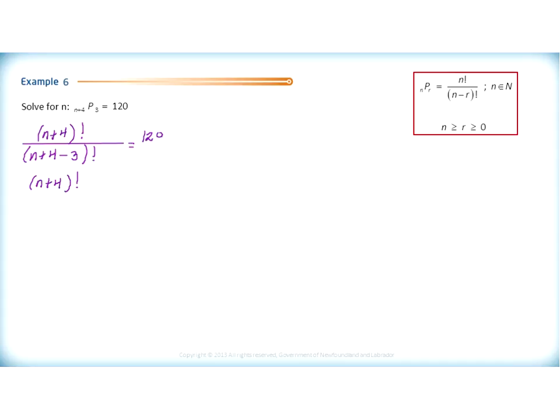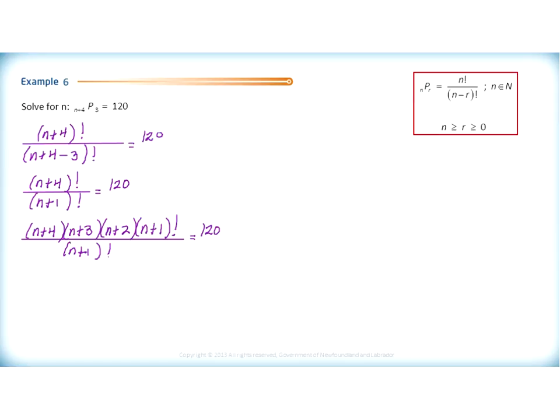Simplifying, we have n plus 4 factorial divided by n plus 1 factorial to equal 120. When you multiply that out, n plus 4 factorial is the same as n plus 4 times n plus 3 times n plus 2 times n plus 1 factorial. And we'll stop there so that the n plus 1 factorials will cancel. That is all equal to 120. So when we cancel the n plus 1 factorials, we are left with n plus 4 multiplied by n plus 3 times n plus 2 to equal 120.